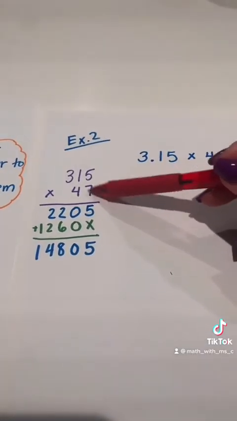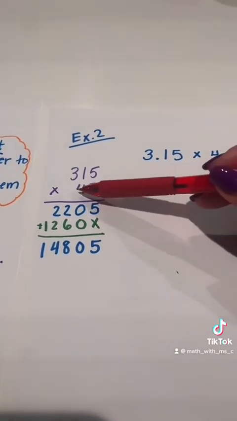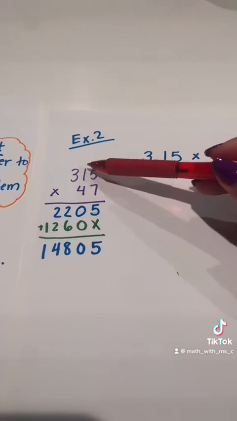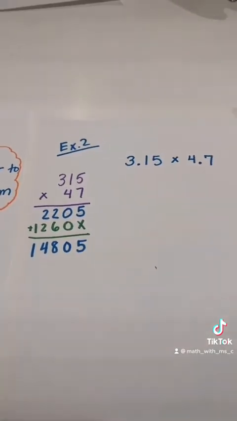I multiplied the 7 first. And then when I moved to the 4, you could put an extra 0 here to hold the place value. 4 times 5 is 20, and it goes down here, and you continue. So this is our answer after I multiply as if they're whole numbers.